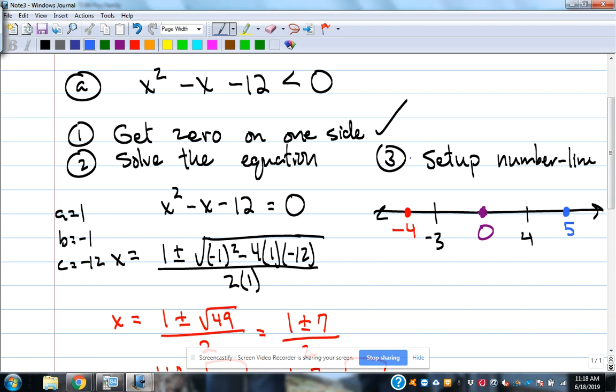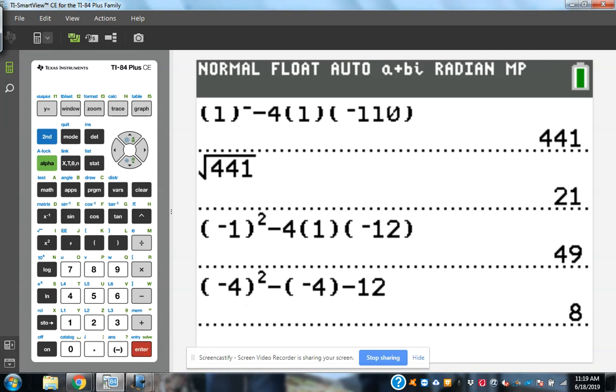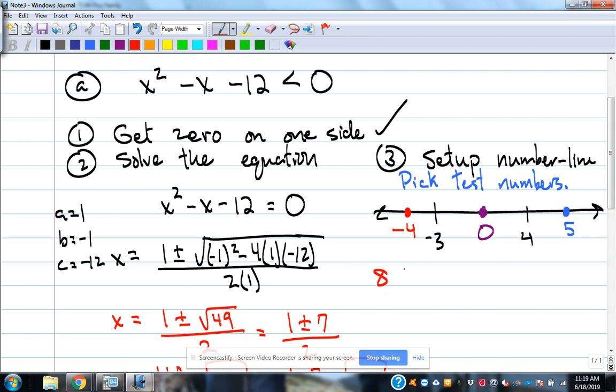Okay, so set up a number line, pick test points or test numbers. Okay. When I plug in -4, and I'm going to use the calculator to do this, -4, I'm going to put parentheses, -4 squared minus parentheses, -4 minus 12. And I'm going to hit enter. I get +8. Is +8 less than 0? Is that true or false? It's false. So that entire section there is not an answer, okay, because that's false.